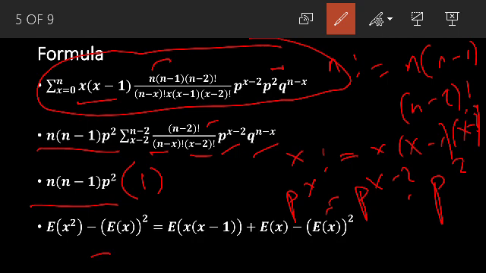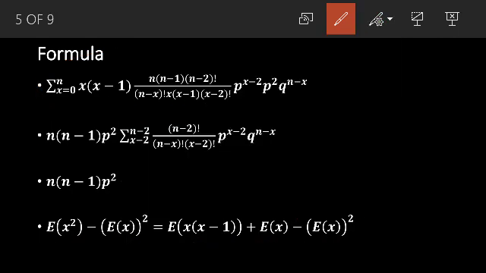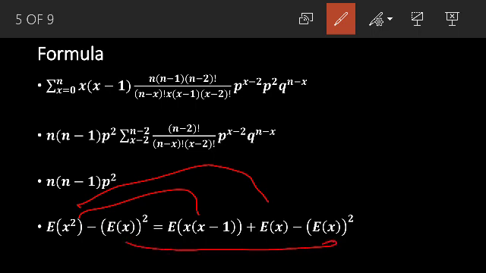Okay, so coming back to our formula for variance, which is the expected value of x squared minus the expected value of x all squared, where the expected value of x squared is the expected value of x into x minus 1 plus the expected value of x, then we have minus the expected value of x all squared. Remember that this gave birth to this and this, while this remains the same.